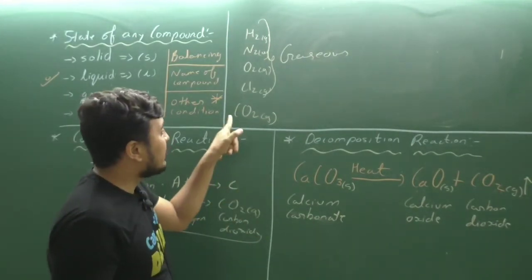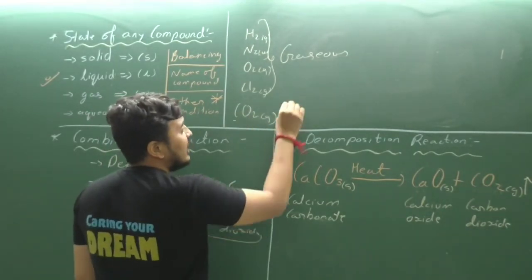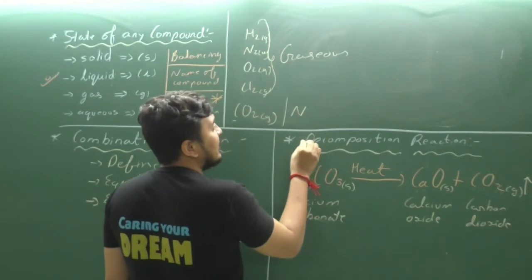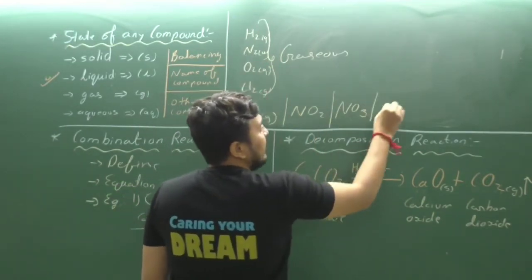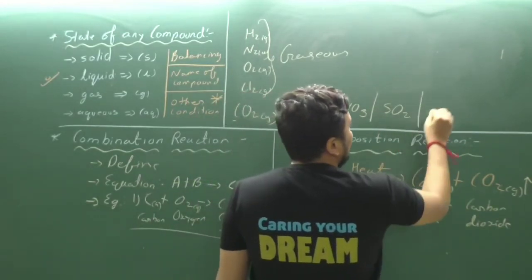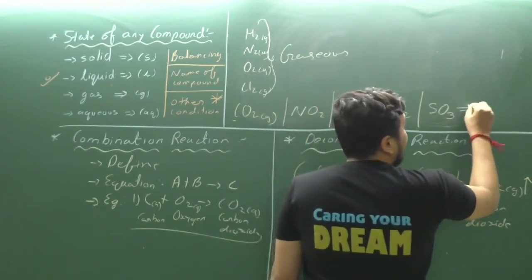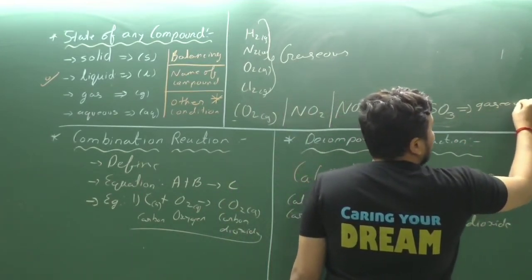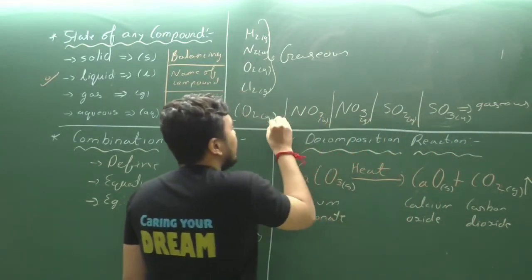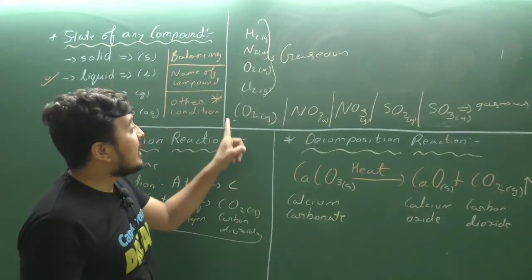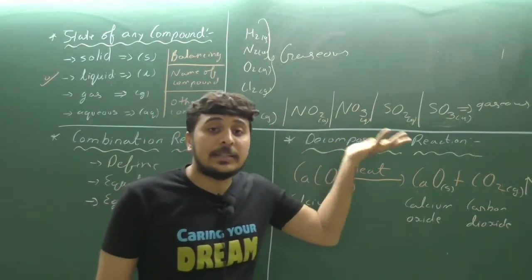Clear? Now such compounds are non-metal oxides. Carbon is a non-metal, and so is nitrogen, and its compounds with oxygen are NO2, NO3. Sulfur is a non-metal, with oxides SO2, SO3. All of them are in gaseous state. So here also we write G. When non-metal oxides are formed, they are gaseous in state.